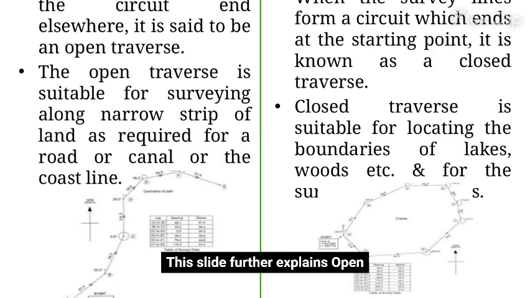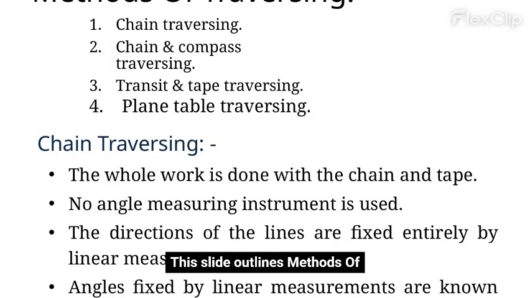This slide further explains open and closed traverse surveys. An open traverse ends elsewhere and is suitable for surveying narrow strips of land like roads or coastlines. A closed traverse forms a circuit that ends at the starting point and is suitable for locating boundaries of lakes, woods, and large spaces.